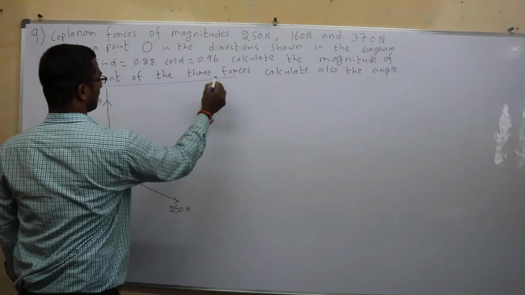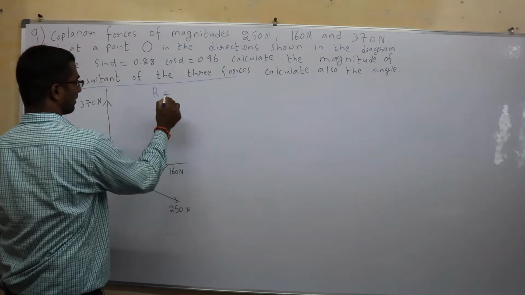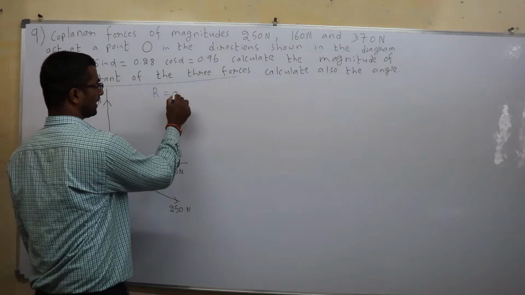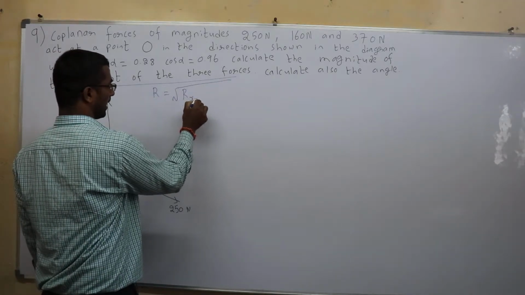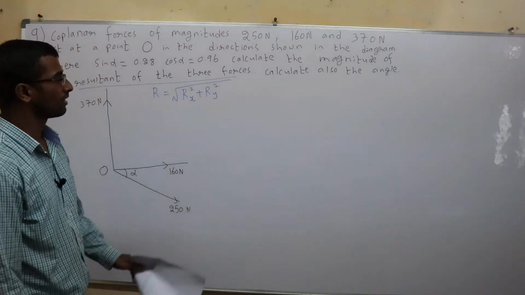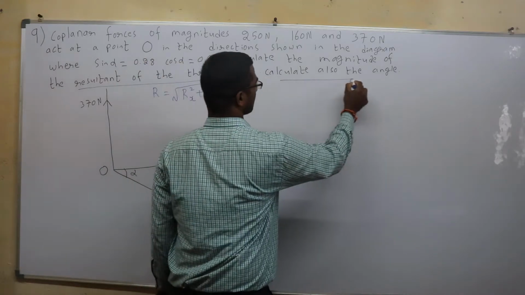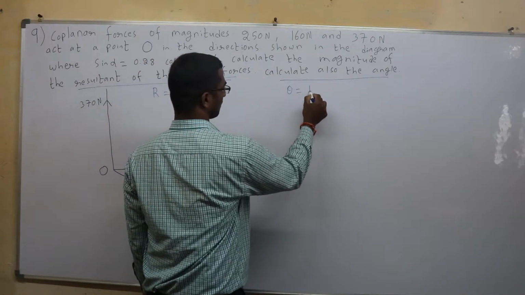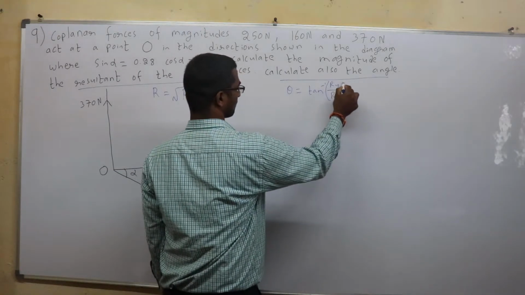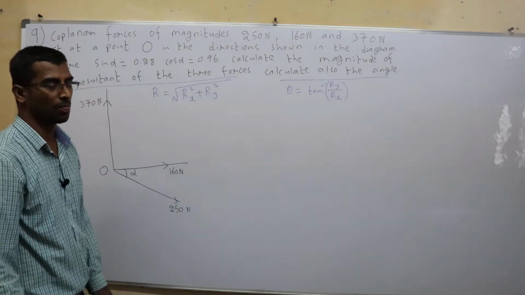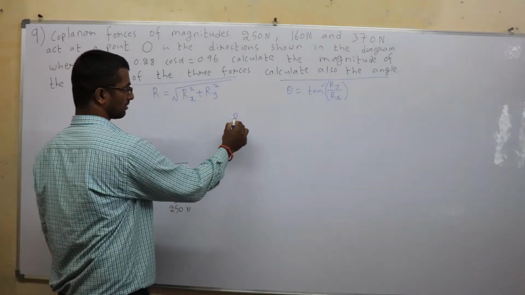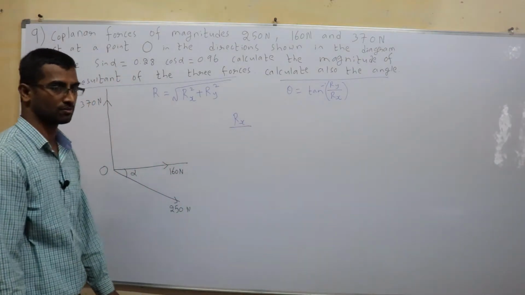What is the resultant of the three forces given by R? I told you the formula for the resultant force. The formula is square root of Rx square plus Ry square. Calculate also the angle. What is the formula for calculating the angle? Tan inverse Ry by Rx. Right? So to find any of them, I should know first Rx. So how much is Rx now?